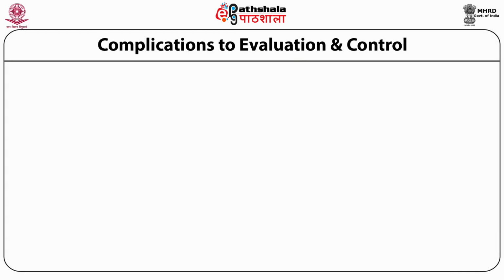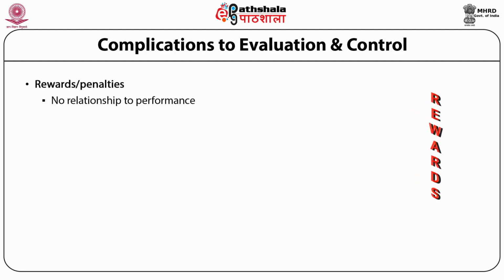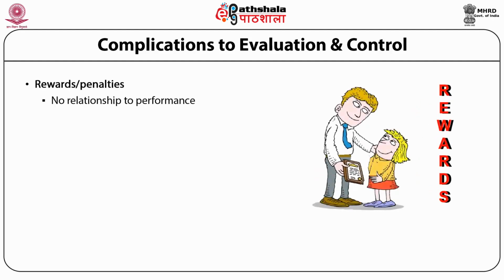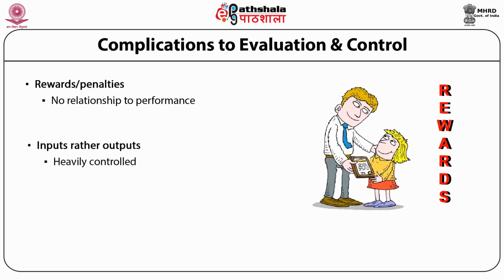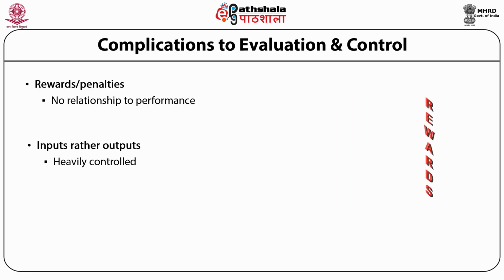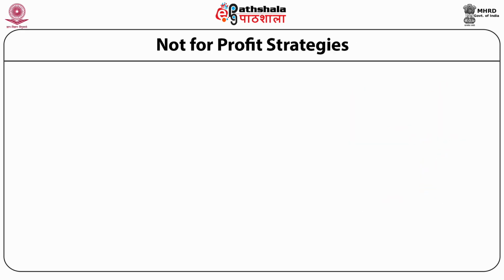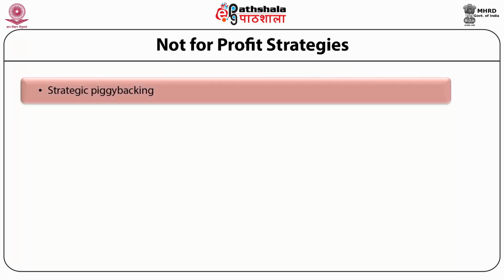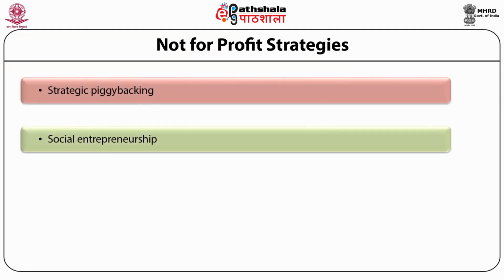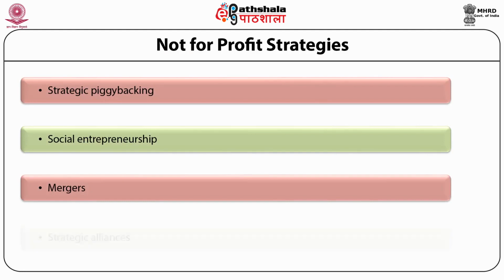It's very complicated for NGOs to evaluate the strategy. There may be few complications including rewards and penalties, because in NGOs, being its structure, there's no relationship in terms of rewards and penalty and performances. Input is more important than output, and inputs could be heavily controlled. So it will mismatch with the NGO's objectives and rationality of being an NGO. Not-for-profit strategies. The suggested not-for-profit strategies for NGOs could be strategic piggybacking, social entrepreneurship, mergers, or strategic alliances.